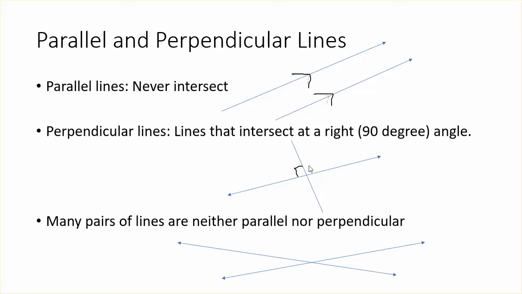There are many lines that are neither parallel nor perpendicular. So if the lines cross, they're not parallel. But if they don't meet at right angles, they're not perpendicular either.